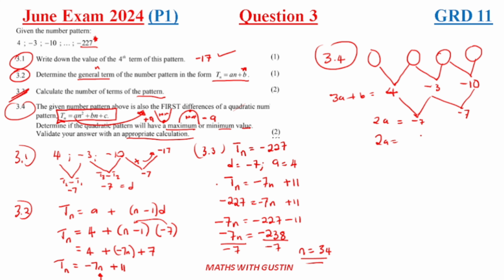So 2a is equal to negative 7. Therefore divide everything by 2: a is equal to negative 7 over 2 basically. So this means that our a, it's what? It's negative. So therefore it means our parabola will have this shape here. Therefore this makes it a maximum here, where a is negative. So now it means our quadratic pattern will have what? A maximum value. And this is how you would just explain it in this fashion.